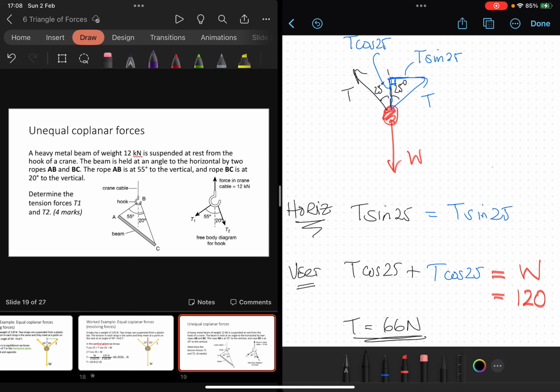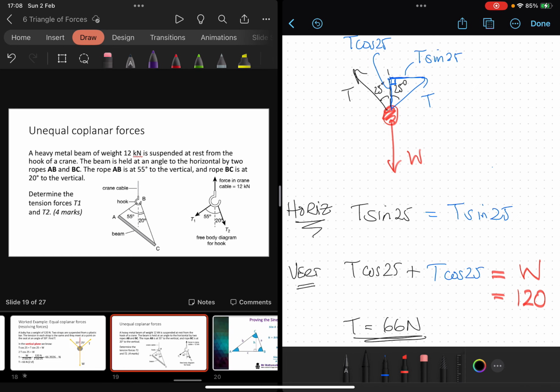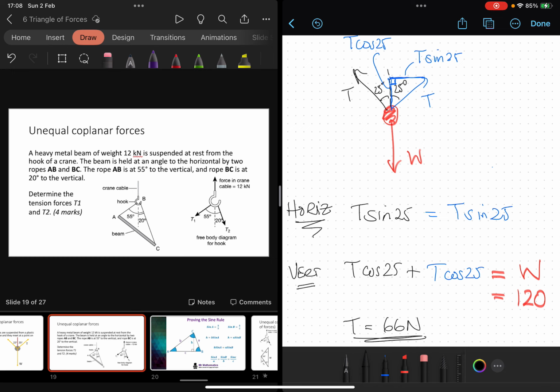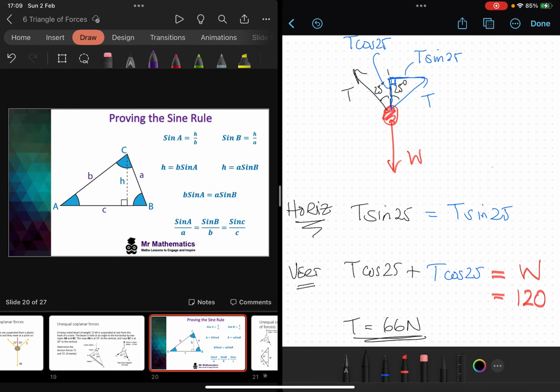So there's the example. You've got 55 degrees and 20 degrees as your two angles. I think you can see very clearly then that T1 and T2 are not going to be equal to each other. So what is your strategy here? Your strategy is still to form a closed triangle. However, it is not going to be a right-angled triangle.